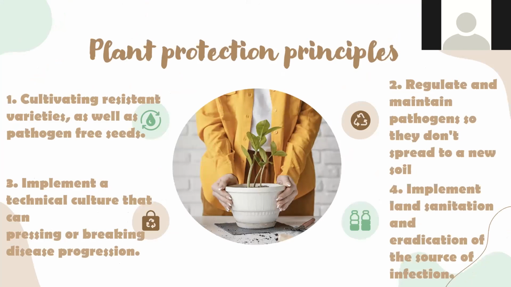Plant protection principles. There are 4 plant protection principles. First, cultivating resistant varieties as well as pathogen-free seeds. Second, regulate and maintain pathogens so they don't spread to new soil. Third, implement a technical culture that can suppress or break disease progression. And fourth, implement land sanitation and eradication of the source of infection.